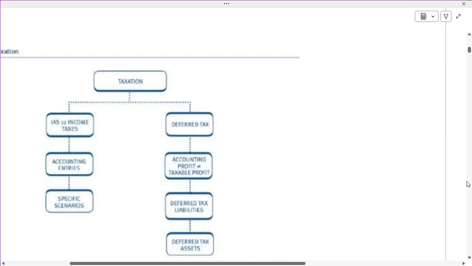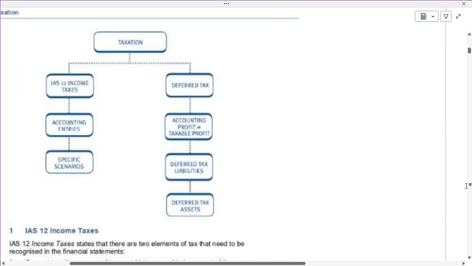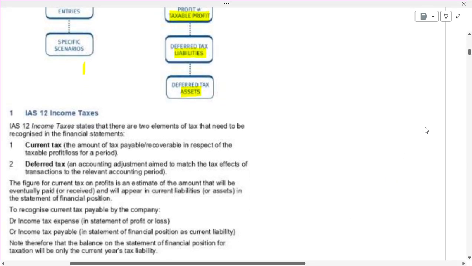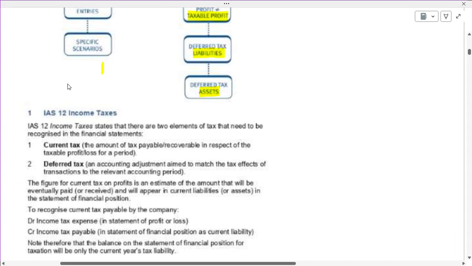Here I will be very slow. We are talking about income tax, accounting entries, and specific scenarios: deferred tax, accounting profit, taxable profits, deferred tax liabilities and deferred tax assets. On one side we talk about income taxes, on the other side deferred taxes. Anywhere you have any doubt, just stop me. It is the first time you are doing this.